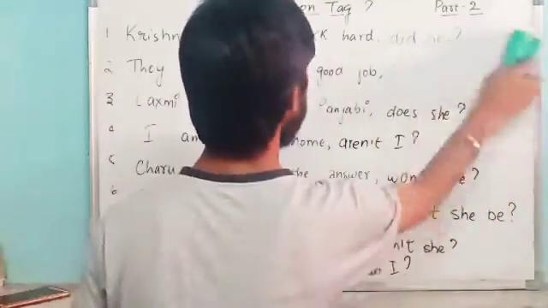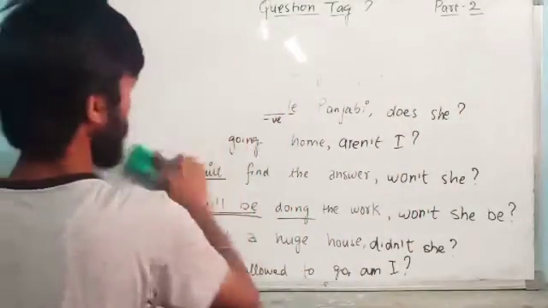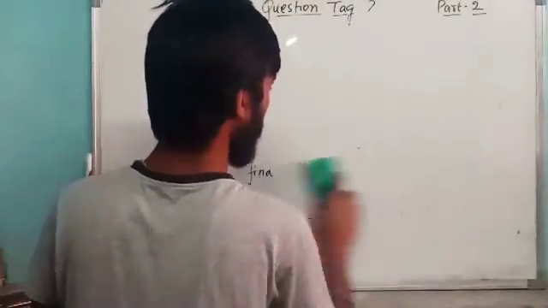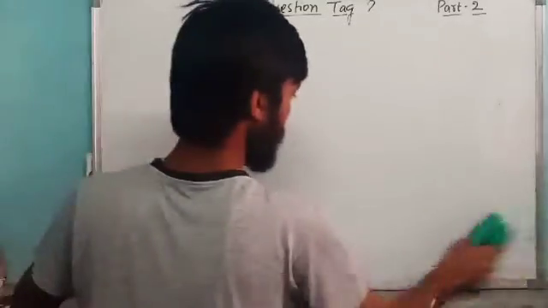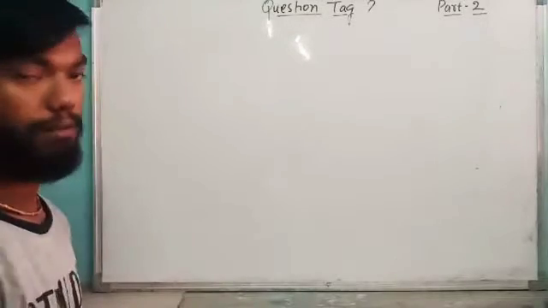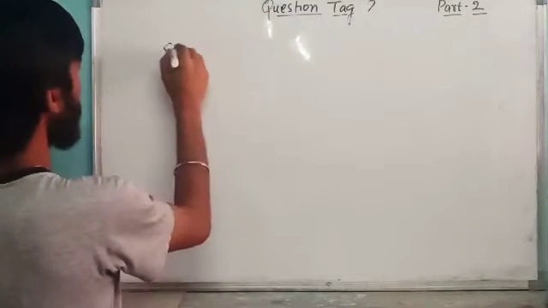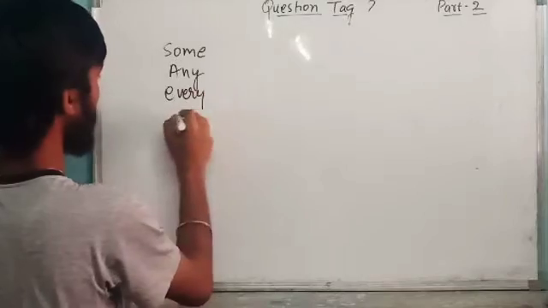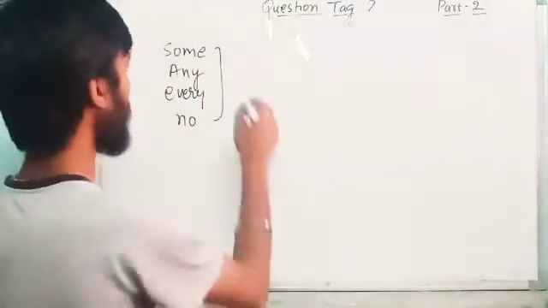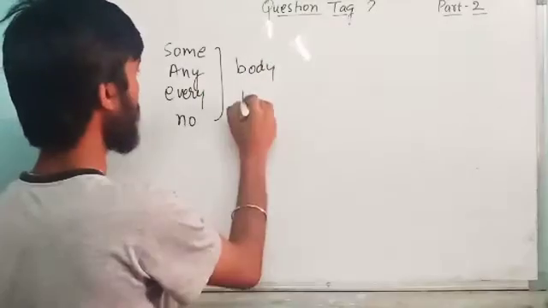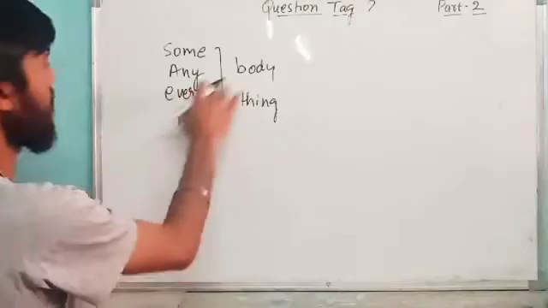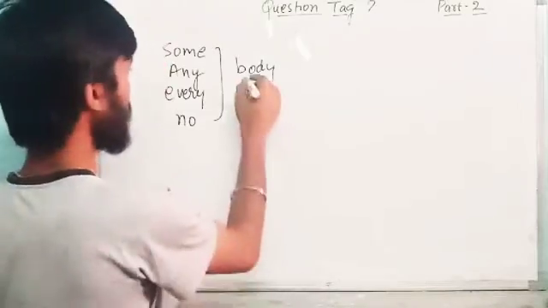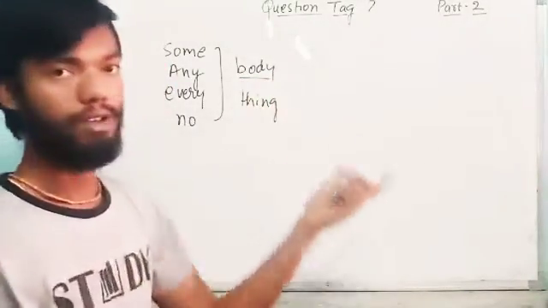Okay, so now see this. We have some words like some, any, every, and no. With these we use sometimes body, sometimes thing: somebody, anybody, everybody, nobody. And thing also: something, anything, everything, and nothing. So this we use for living beings, and this we use for non-living things.